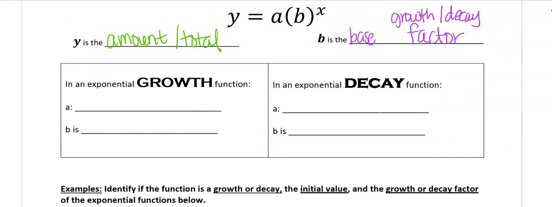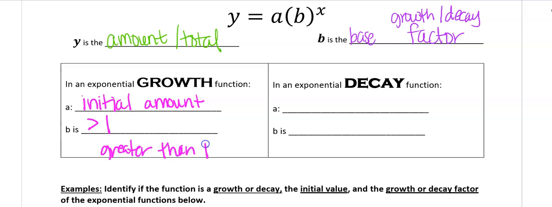Okay, and an exponential growth function. So growth, what do you think happens? It means it goes up, right? A is still the initial value or the initial amount, and B is always greater than 1. Just as a reminder, it's greater than 1. It's always going to be more than 1.